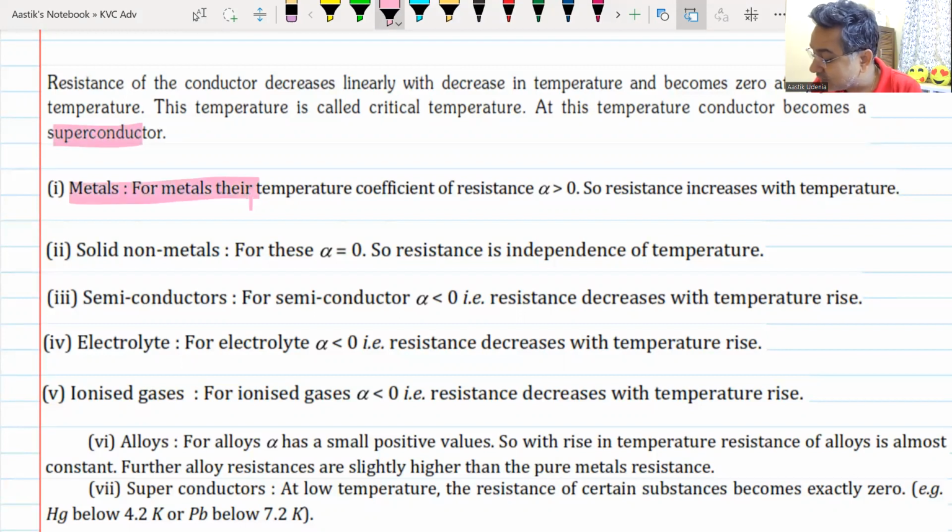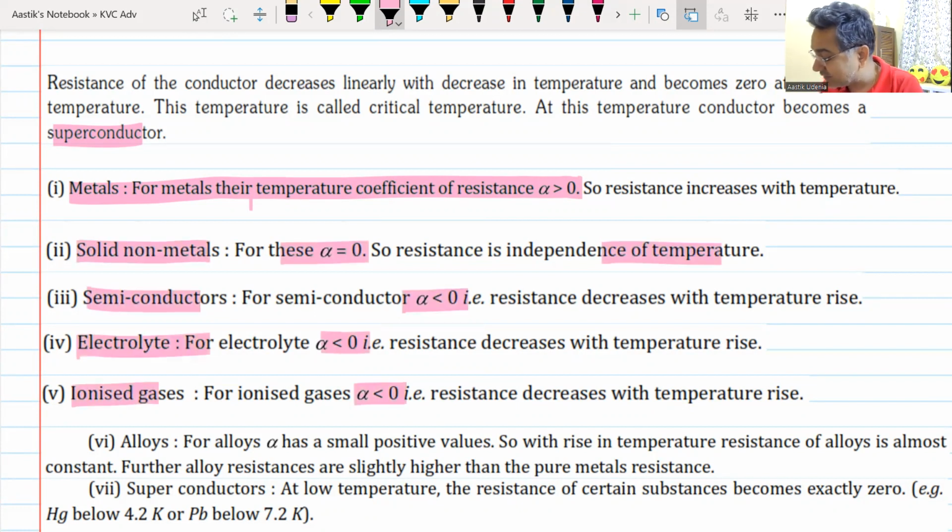For metals, alpha is greater than 0, so their resistance will increase with temperature. For solid non-metals, it is 0, it's practically independent. For semiconductor, it is negative. For electrolyte, it is negative. For ionized gases, it is negative. For alloys, they have a small positive value. For superconductors, below a certain temperature, the resistance is 0. Do we understand this, or you can just note them down fast?